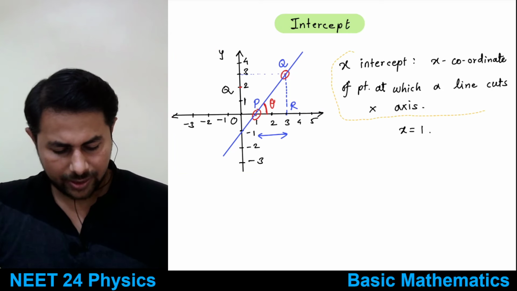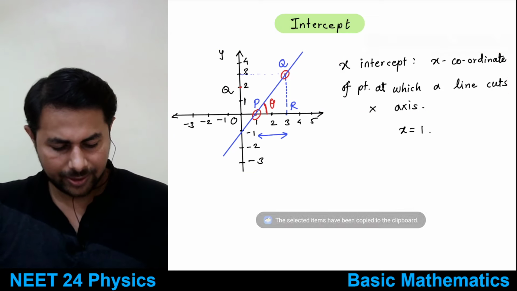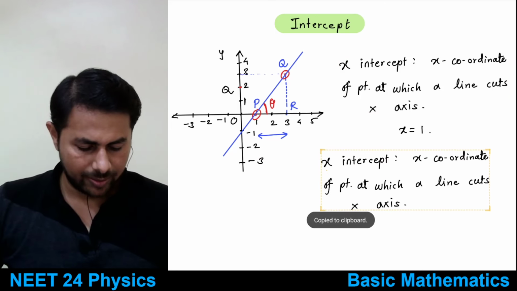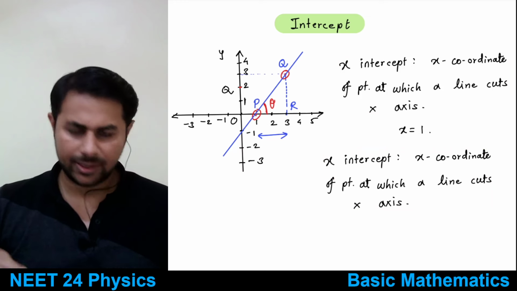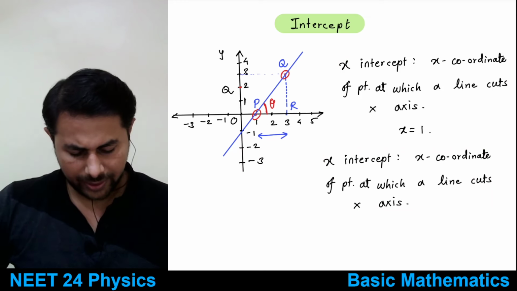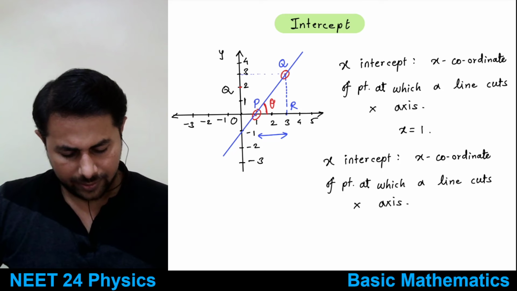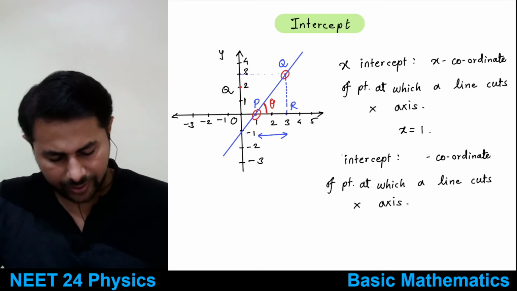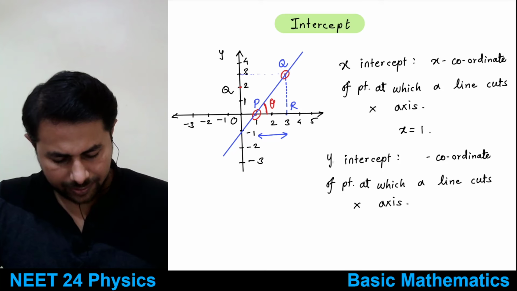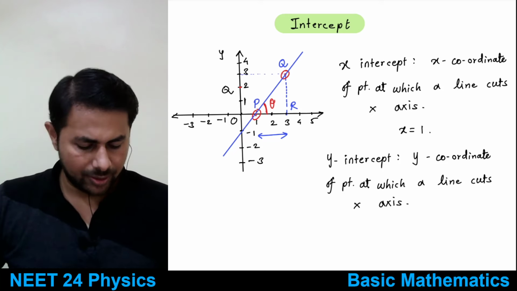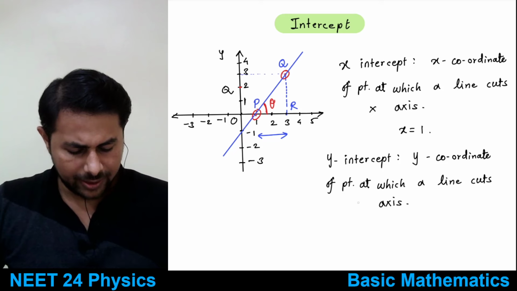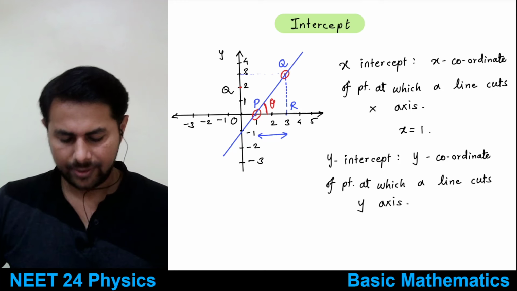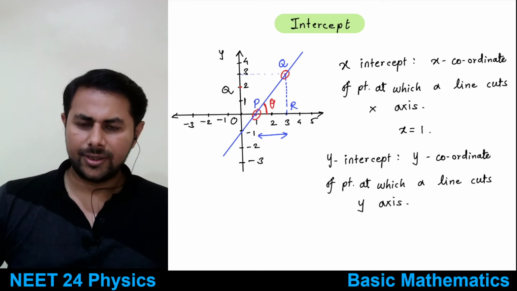And similarly, what would be the y-intercept? The y coordinate of the point at which the line cuts the y-axis. Okay, I want the y-intercept. It's the y coordinate of the point at which a line cuts the y-axis, right? This is clear? Yes, no?